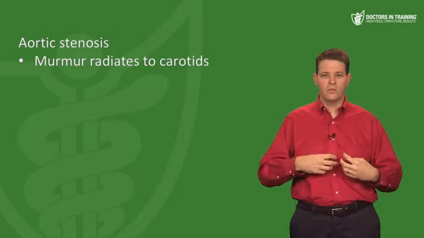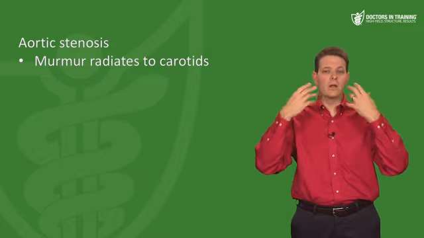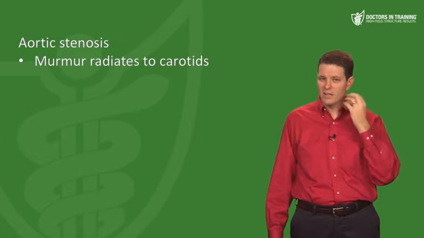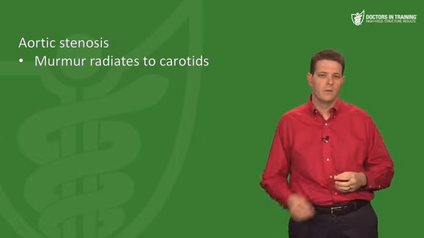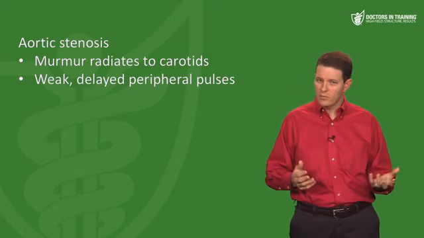As blood goes from the ventricle through the aortic valve and up into the carotid, it's still going to have turbulent flow all the way up there. So if you put the stethoscope on the carotids, you can hear that systolic murmur. It sounds a lot like a bruit. You can also feel the weak, delayed peripheral pulses, which is kind of what you'd expect.